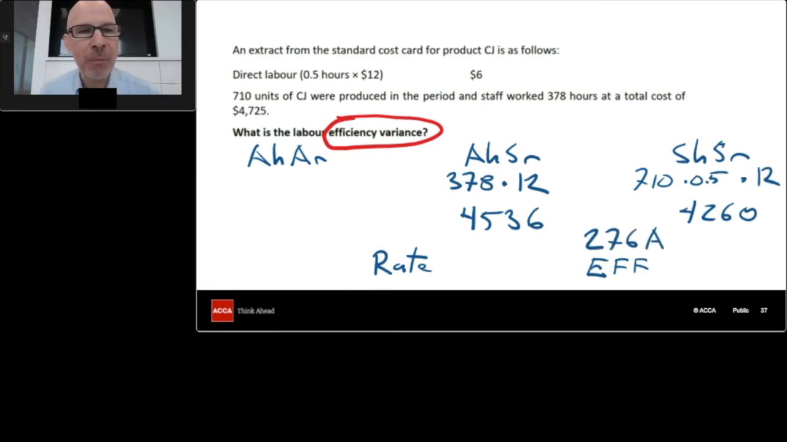276 adverse. Remember, we're always going from right to left. Should, did. Should cost, did cost. It should cost 42.60. It did cost 45.36. Guys, it's higher. Right to left. Flexed budget, moving to actual results. Friends, that's just a little practice there. You have dozens of these questions in your question practice books. So now you know how to do those, okay?